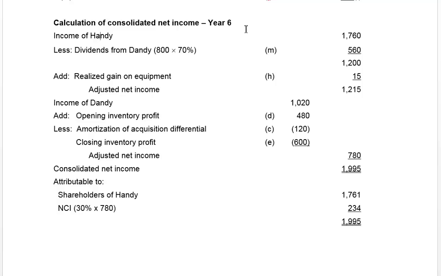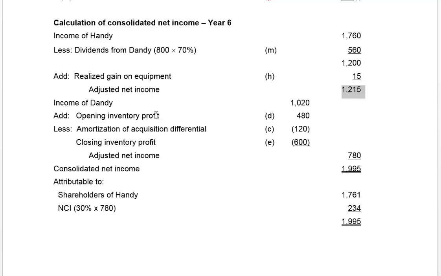Now, because Handy records its investment on the cost basis, we do have to deduct any intercompany dividends that Handy would have booked in its separate entity income of $1,760 from Dandy, the sub. And we know that Dandy, the sub, declared dividends of $800. 70% of that dividend would have gone to the parent, Handy, because they own 70% of the sub. So that means that $560 of this $1,760 is intercompany dividend. So now we've got $1,200, to which we add into income our realized gain on the equipment. So now we have adjusted income of $1,215.